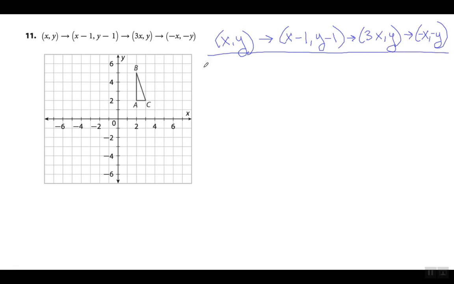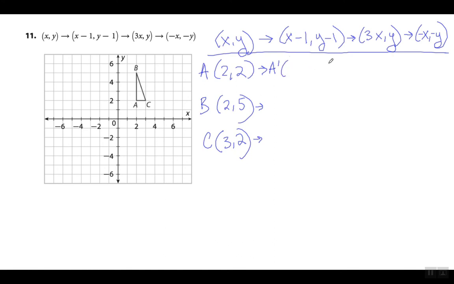Okay, so first I'm going to write my pre-image, A, B, and C. The coordinates for A is 2, 2. For B is 2, 5. For C, it's 3, 2. I highly recommend that you copy my method. If you ever have to do this, copy my technique of writing the rule and writing it this way. It'll stay organized and you won't mess up. And if you do mess up, it'll be easy to catch the problem quickly.